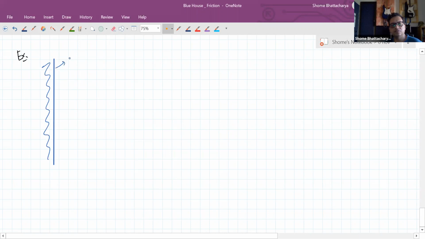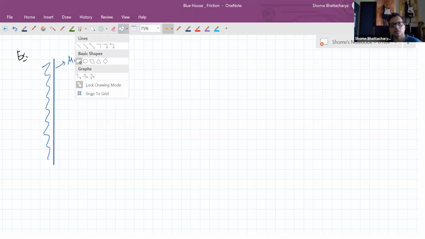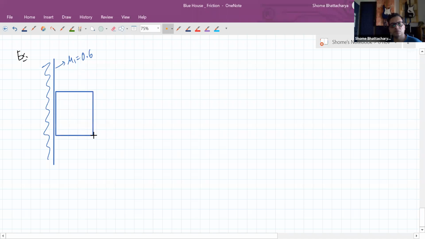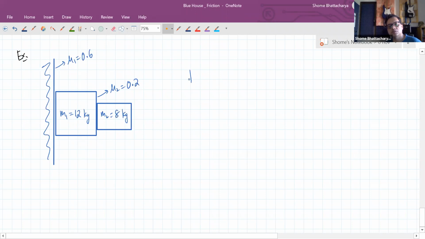So we have, once again, this surface having coefficient of friction the same as this one, 0.6. Now what we've done is we've kept a combination of two blocks like this. So this one has a mass of 12 kilograms. This surface has a coefficient of friction of only 0.2, and this one is 8 kilograms. And once again, g is 10 meters per second square.